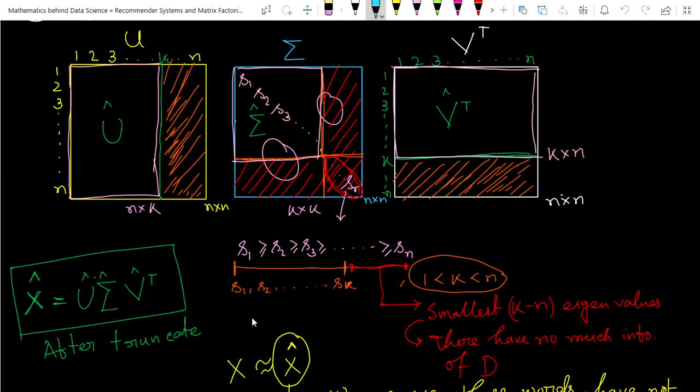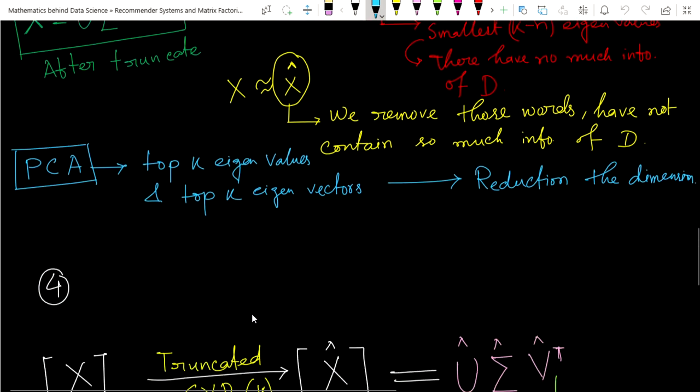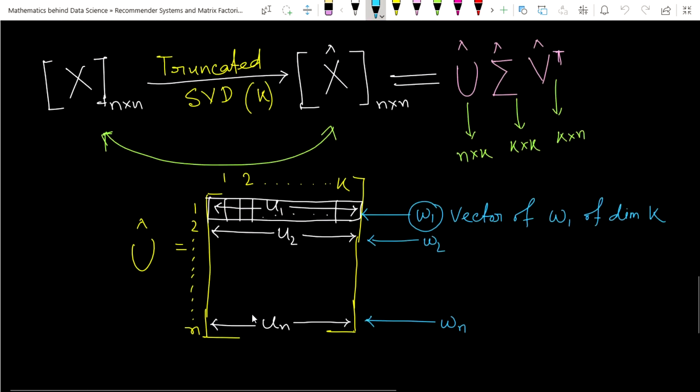So in old days, when we did not have so much computational power, the scientists used this kind of technique to remove those words that have not contained much information, simply using SVD. SVD, singular value decomposition, is simply a matrix factorization technique, nothing else. On those days, the scientists used this kind of technique to simply remove the less informative data from the full data set. That's the main job we are actually doing. I think you got the idea.